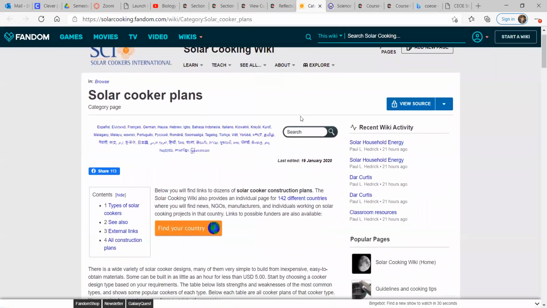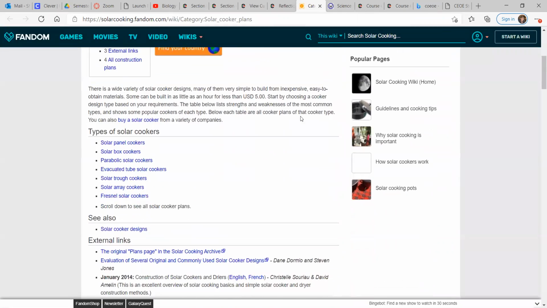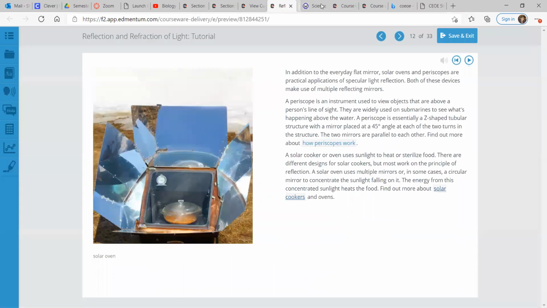It takes us to the solar cooking wiki. But it's pretty cool if you want to check that out.